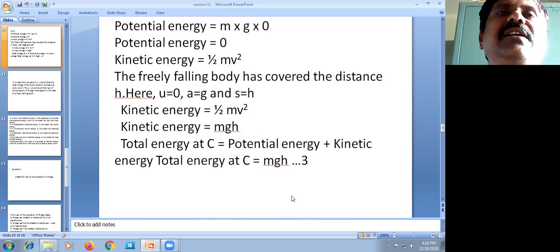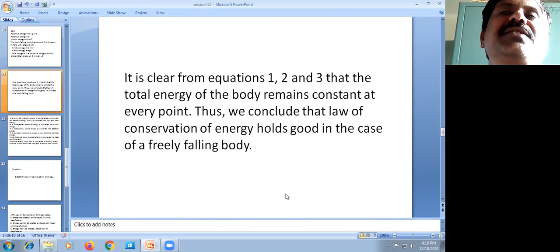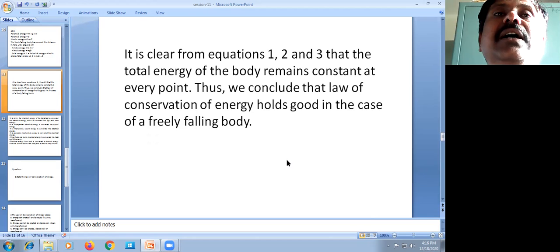By seeing all these three points, from equations 1, 2 and 3, we conclude that the total energy of the body remains constant at every point along its path. So we conclude that the law of conservation of energy holds good in the case of freely falling bodies.